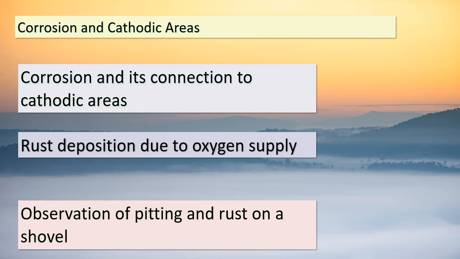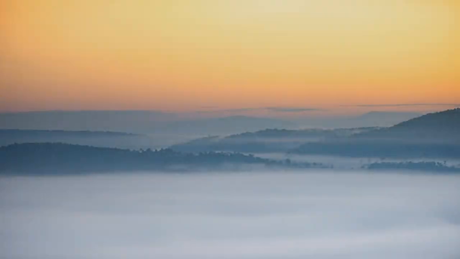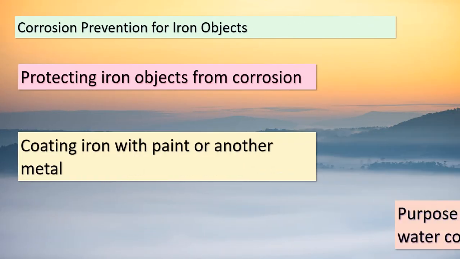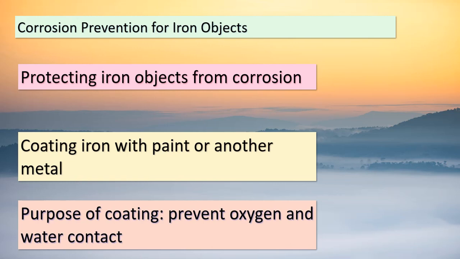Hello, dear students. Today's topic is all about protecting iron objects from a natural process known as corrosion. We'll explore how various methods can shield iron surfaces and prevent them from deteriorating over time due to exposure to oxygen and water. Let's dive into the details.